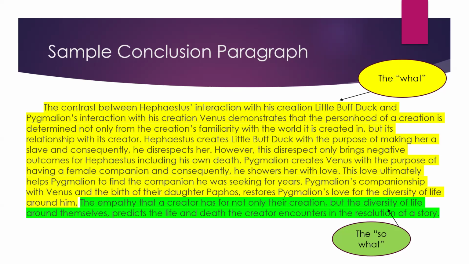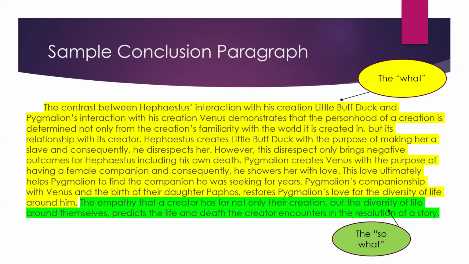The contrast between Hephaestus' interaction with his creation, Little Buff Duck, and Pygmalion's interaction with his creation, Venus, demonstrates that the personhood of a creation is determined not only from the creation's familiarity with the world it is created in, but its relationship with its creator. Hephaestus creates Little Buff Duck with the purpose of making her a slave, and consequently he disrespects her. However, this disrespect only brings negative outcomes for Hephaestus, including his own death. Pygmalion creates Venus with the purpose of having a female companion, and consequently, he showers her with love. This love ultimately helps Pygmalion to find the companion he was seeking for years. Pygmalion's companionship with Venus and the birth of their daughter Paphos restores Pygmalion's love for the diversity of life around him.